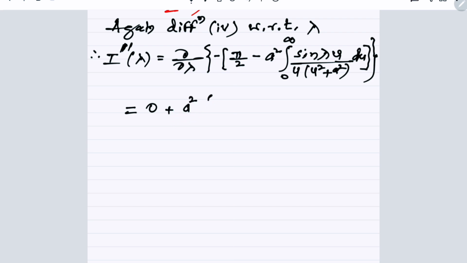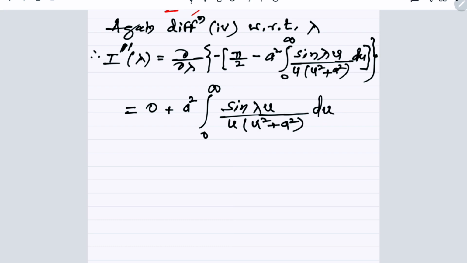Minus minus becomes plus, a square outside, integration from 0 to infinity. It is dou by dou lambda of that integral. Small correction once again: it is dou by dou lambda of the integral from 0 to infinity sin lambda u upon u into u square plus a square with respect to u. Then using differentiation under integral sign technique, that is DUIS technique.